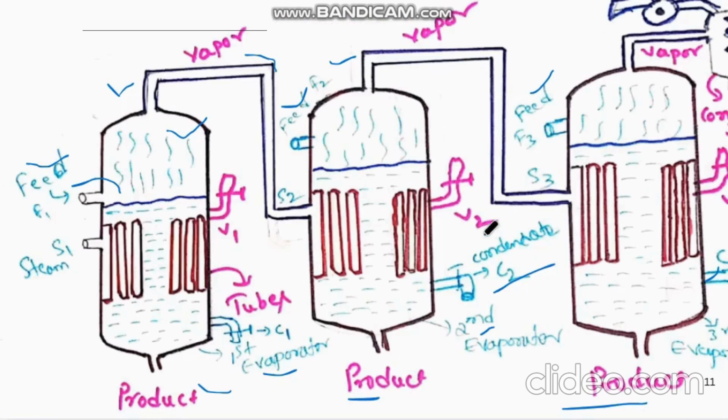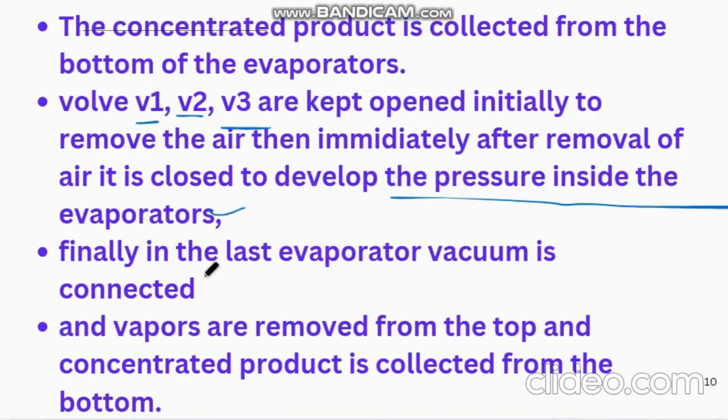So in this diagram we can see valves V1, V2 and V3. These are kept open initially in order to remove the air, and as soon as the air is removed, they are immediately closed in order to develop pressure inside the evaporators. Then finally in the last evaporator, vacuum is connected and the vapors are removed from the top, and the concentrated product is collected from the bottom.